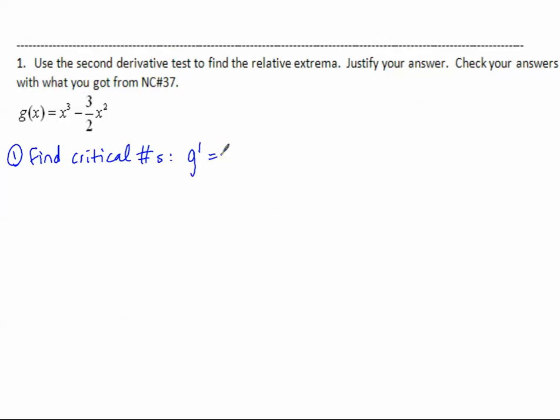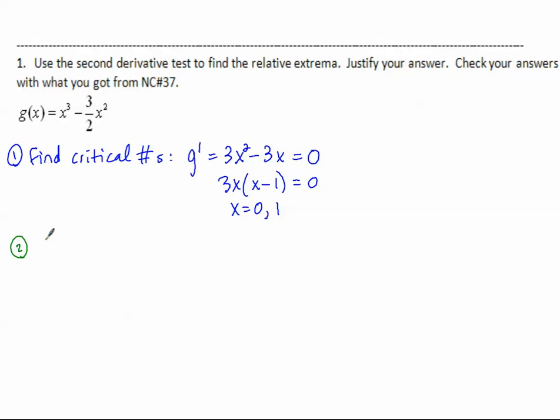G prime is what we need, 3x squared minus 3x. That looks like what we have. Set it equal to 0 since there's no places this doesn't exist, and we can factor it and get 0 and 1. Two critical numbers. These are our two critical numbers. Now we're going to figure out the concavity.